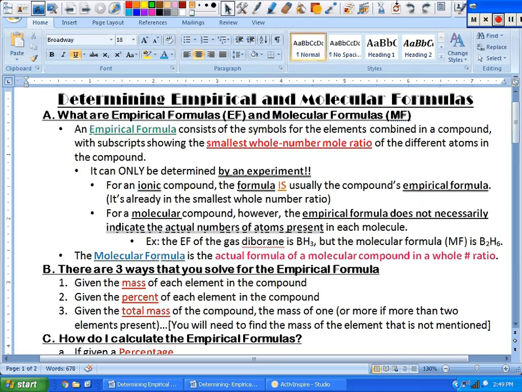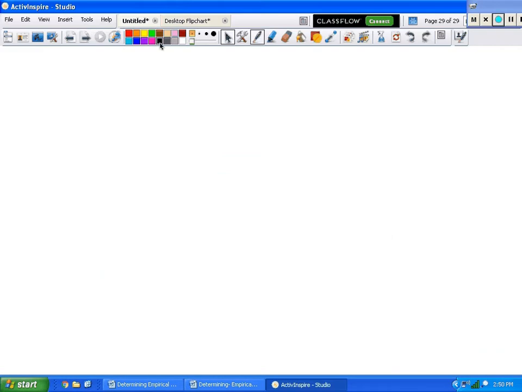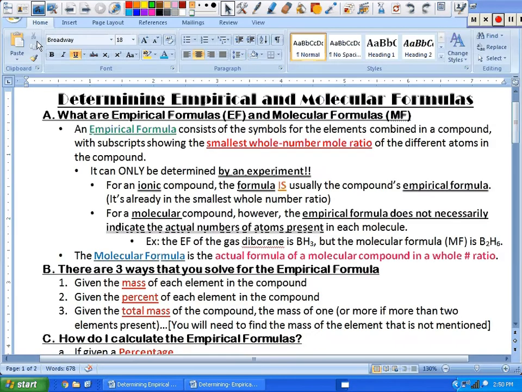Smallest whole number ratio. So, before I go any farther, let me ask you this. Have you ever seen a formula that looks like this? H2.1. Why is this wrong? Because it has to be a what? A whole number. That's problem number one. Okay, so let's come back to this. Finish up for me, please.